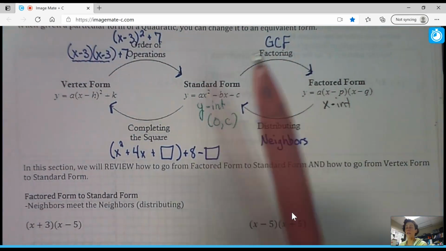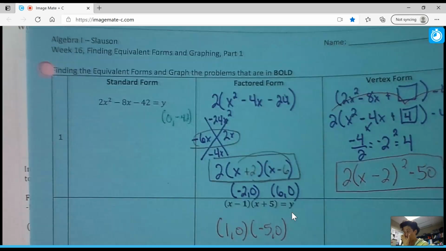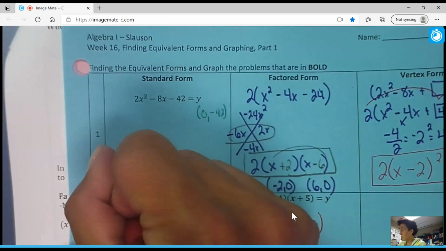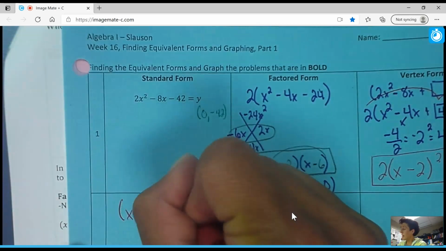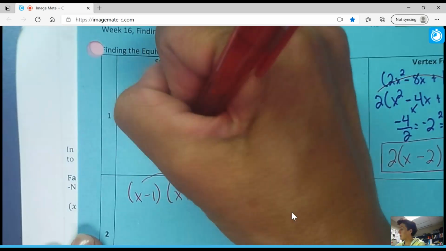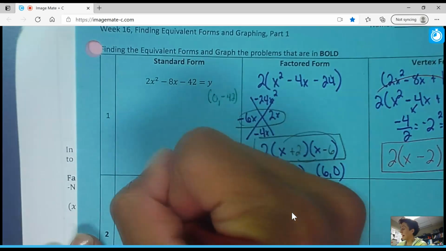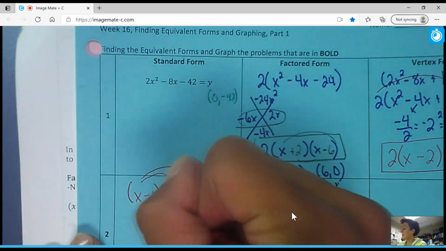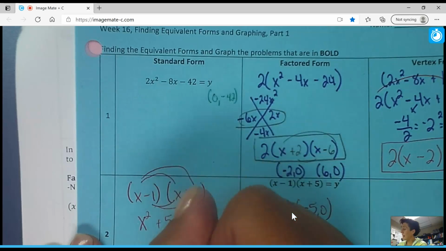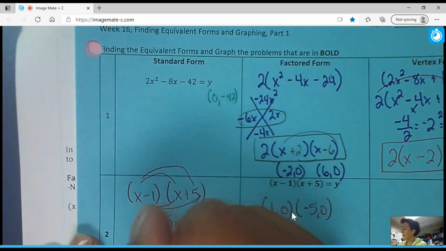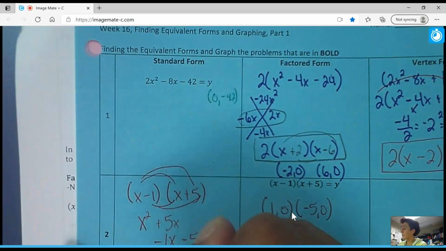So this is called distributing, what my class calls the neighbors meets the neighbors. So I'm just going to rewrite the problem over here. And I'm going to have x distribute to both of those. So I get x squared and 5x. And then the negative 1 is going to distribute, and I get a negative 1x and a negative 5. So when I'm done, I have x squared plus 4x minus 5.